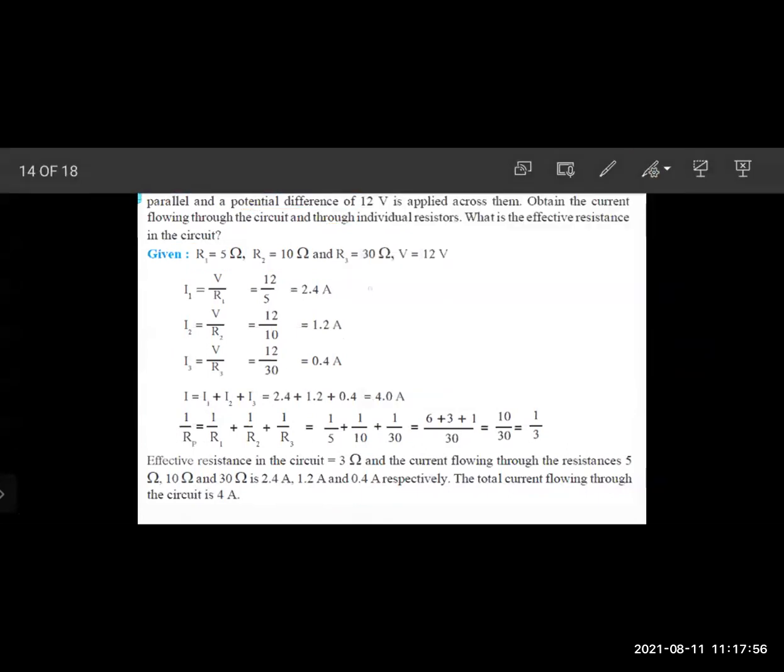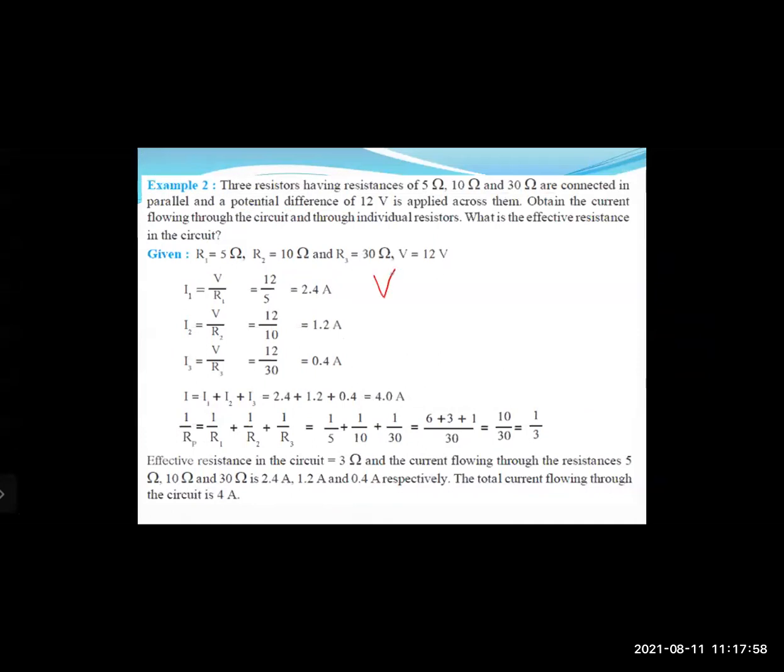So our Ohm's law is V equals IR. So I can write I equals V by R, right? Same way, because voltage is constant, I can write I1 equals V by R1, I2 equals V by R2, I3 equals V by R3, as you can see here.